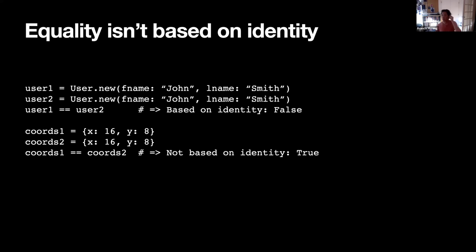But it's worth noting that in Ruby, this is not based on identity. Coords 1 and coords 2 are actually separate Ruby objects. They have different object IDs. They occupy different space in the Ruby process. But because they're 16 and 8, they are effectively the same thing.